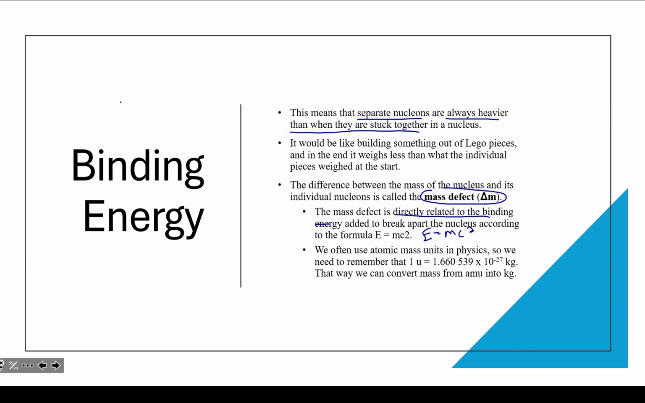Now, this is when we're going to need to use kilograms, because in order to calculate energy, we need our mass to be in kilograms, so our energy will be in joules. So when we calculate binding energy, we will be converting AMU to kilograms.